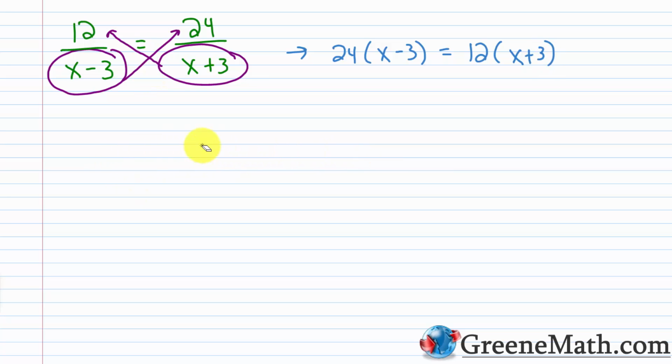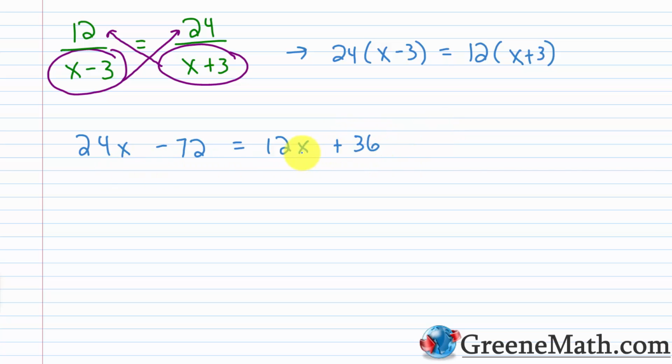So let's erase this real quick. And so 24 times x is 24x. And then 24 times negative 3 is going to give me negative 72. And this is equal to, over here we have 12 times x, that's 12x. And then we have 12 times 3, that's 36.